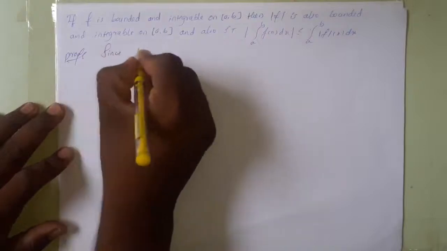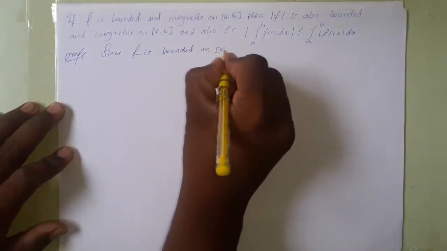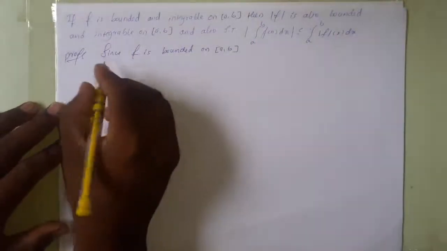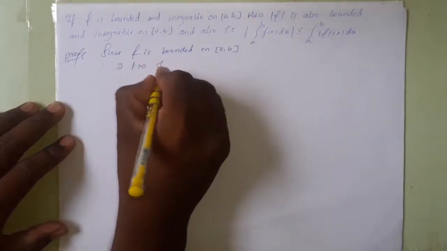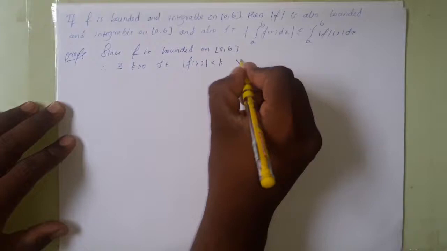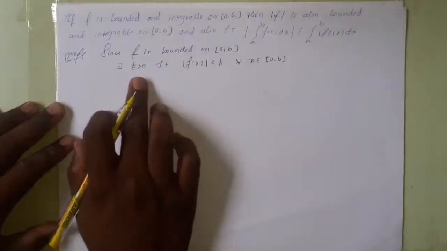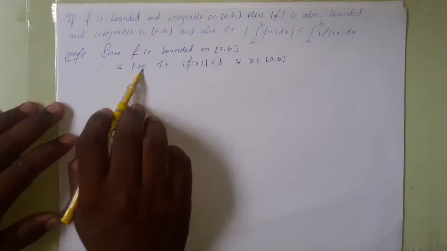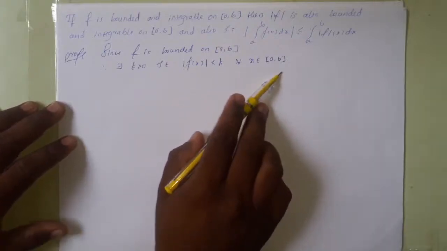Since f is bounded on the closed interval [a, b], it is given that f is a bounded function. Then by the definition of a bounded function, there exists k greater than 0 such that |f(x)| is less than k for all x belonging to the closed interval [a, b]. So, this is the definition of a bounded function. If f is bounded, then there exists a real number k greater than 0 such that |f(x)| is less than k for all x belonging to the interval [a, b].